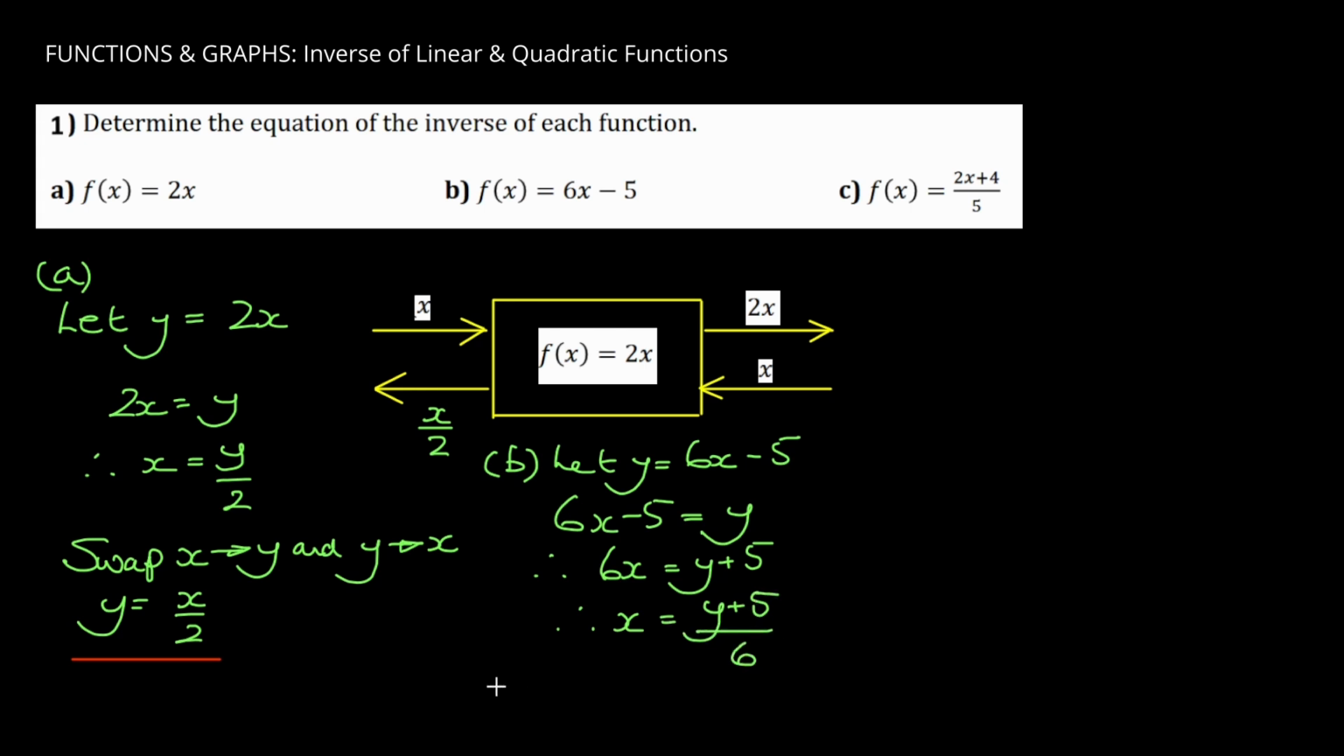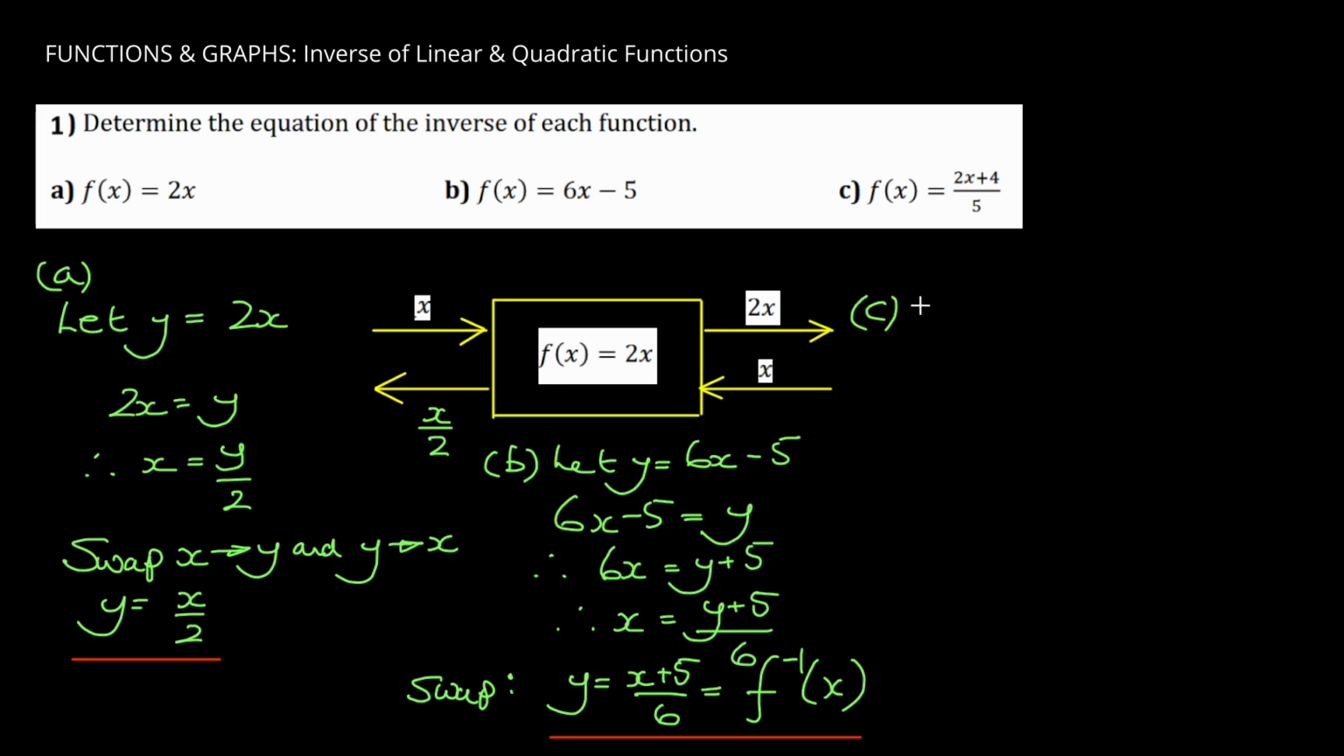Now we make our swap and we get that y is equal to (x plus 5) divided by 6. And this is f to the minus 1 of x. That's the notation that we use for the inverse function. f of x, when we find the inverse, is transformed to f to the minus 1 of x. And that's the answer to part B. Part C is done in exactly the same way.